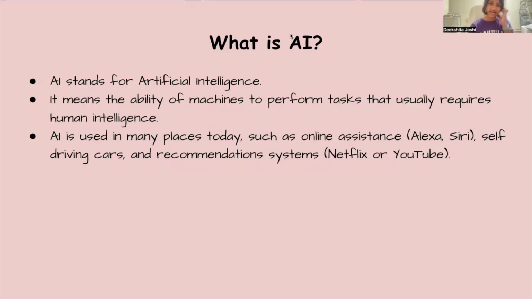What is AI? AI stands for artificial intelligence. It's the ability of machines to perform tasks that usually require human intelligence. For example, solving math equations, writing an essay, or even solving your own problems. AI is used in many places today, such as online assistants like your AI chatbots, Alexa or Siri, self-driving cars, and recommendation systems such as Netflix or YouTube.